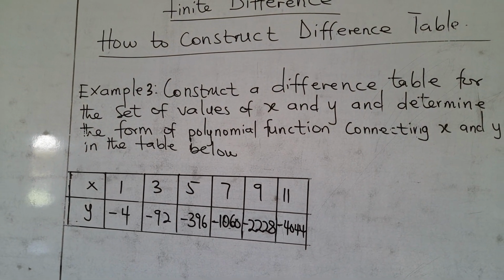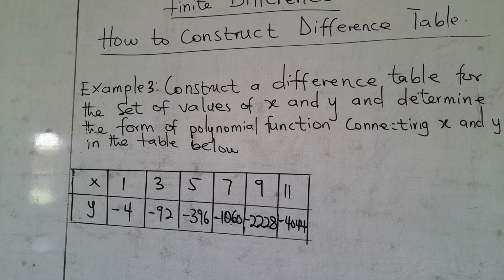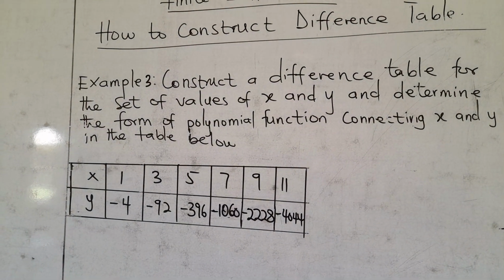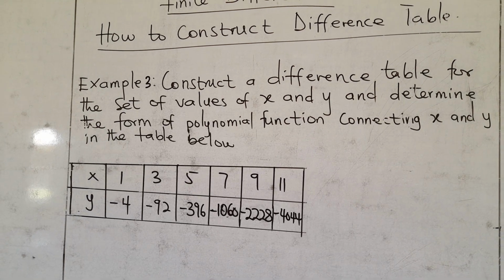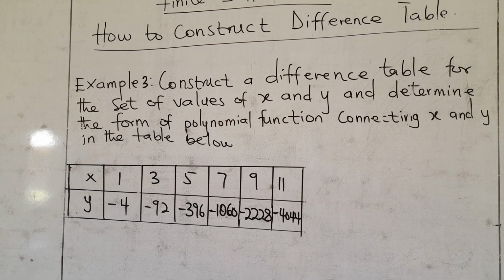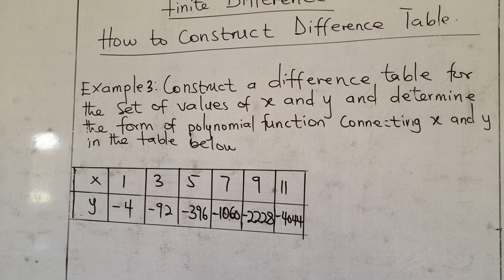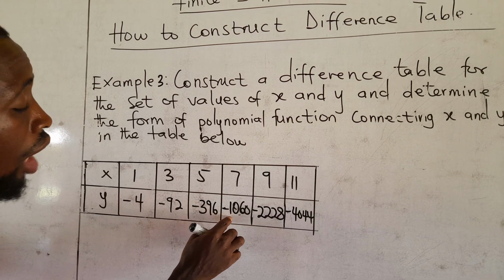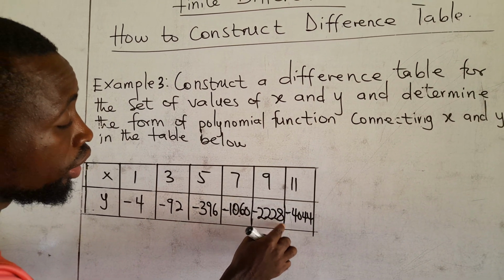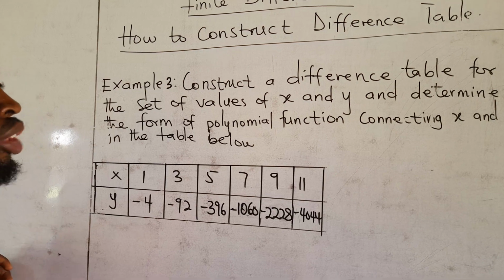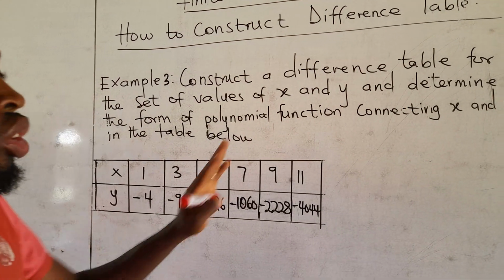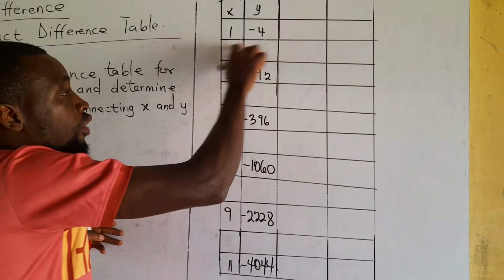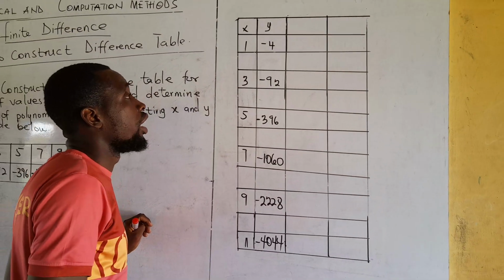Construct a difference table for the set of values of x and y and determine the form of polynomial function connecting x and y in the table below. The set of values for x are 1, 3, 5, 7, 9, and 11, and their corresponding values of y are negative 4, negative 92, negative 396, negative 1060, negative 2228, and negative 4044. So how do we do that? We just construct a table of this form. We list the x values, leaving spaces in order to write the differences there.